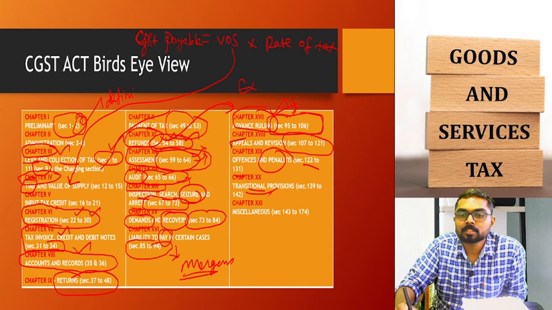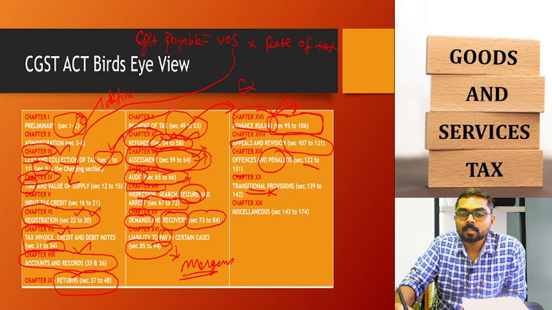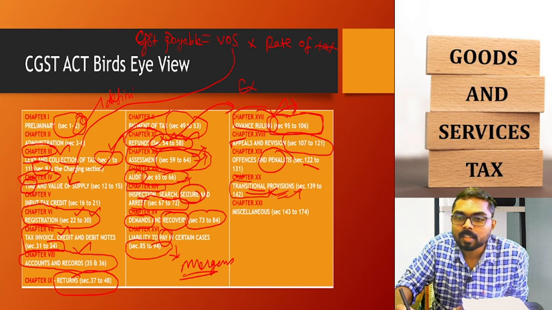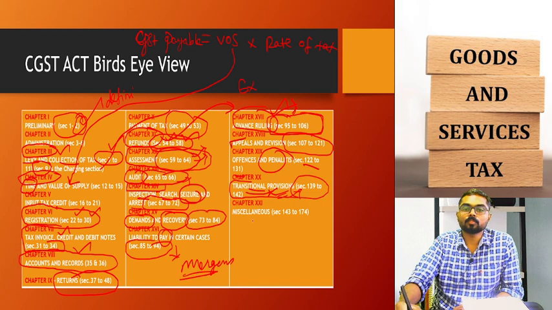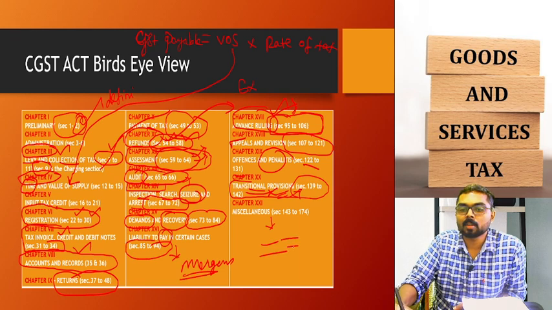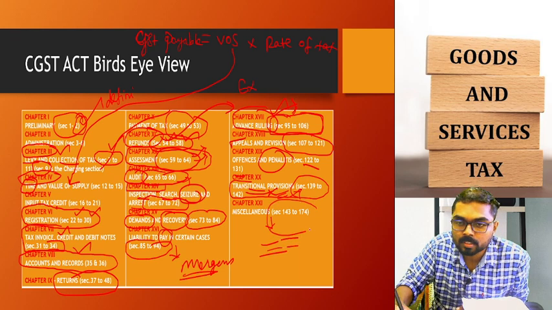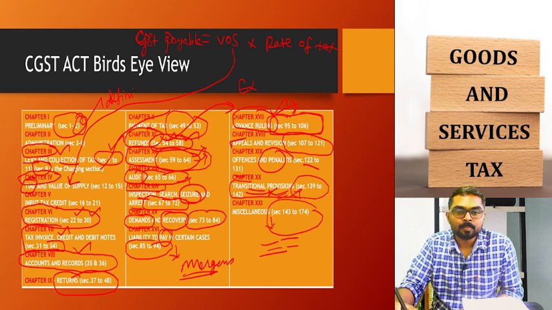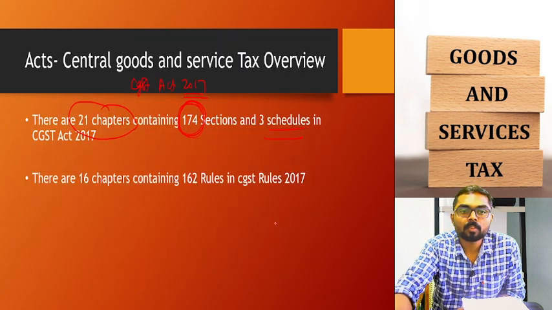Transitional provisions, okay, it's not important. During the conversion from the earlier customs, excise, service tax regime to GST, these provisions they have mentioned in section 139 to 142. Then the final chapter, the 21st chapter, is the miscellaneous chapter. Here they have covered job works and other small basic things in section 143 to 174. This is the whole overview of the CGST Act 2017.